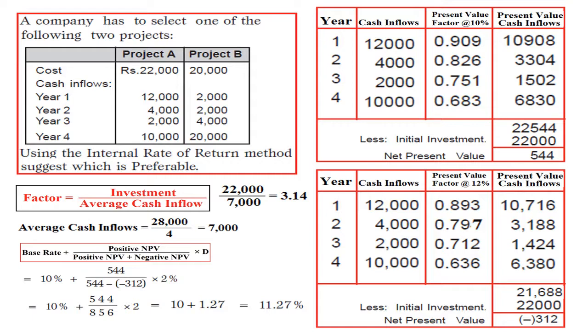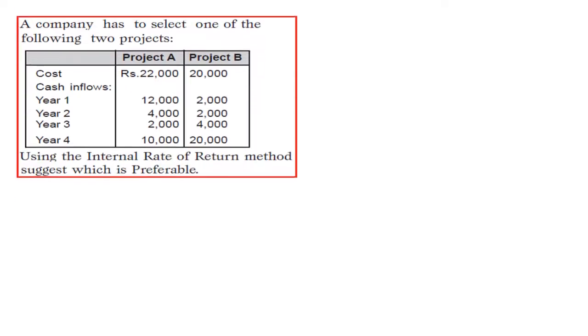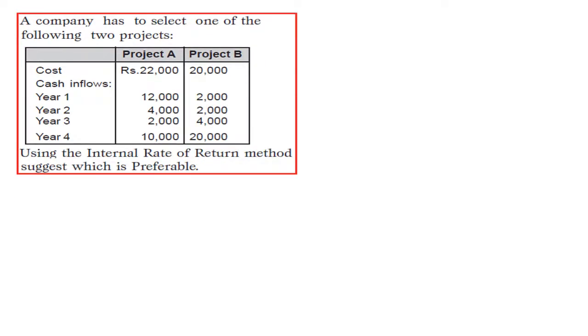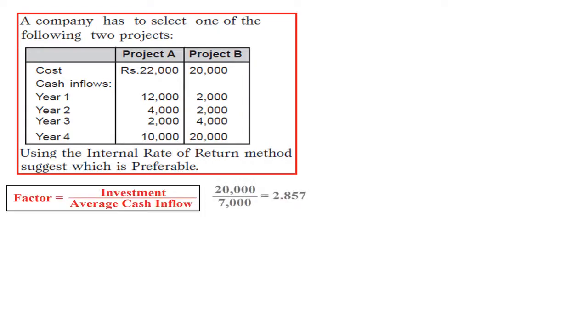So like this we calculated for project A. In the same way we calculate for project B, which I have taken. In the same way we calculate the factor. So 20,000 is the investment divided by the average cash inflow. Average is 28,000 divided by 4, which is 7,000. So 2.857. But I will set this factor aside.